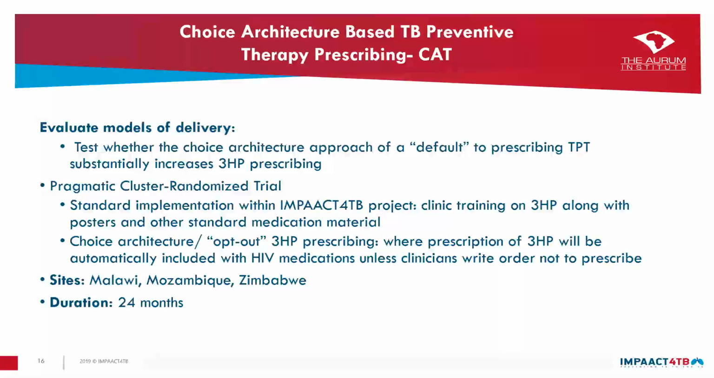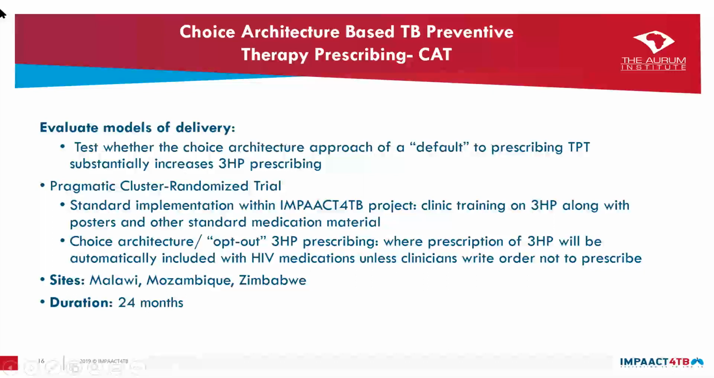So those are basically our clinical studies, and moving on now to the more implementation research studies. We've got a number of studies that we are conducting in some of the Impact for TB countries, so not in all 12 countries. One of the studies we are conducting in Malawi, Mozambique, and Zimbabwe is the choice architecture-based TB preventive therapy study. And this is really focusing on the practice of prescribing TPT to patients. And it's one of those studies that's evaluating models of delivery of the short regimens.